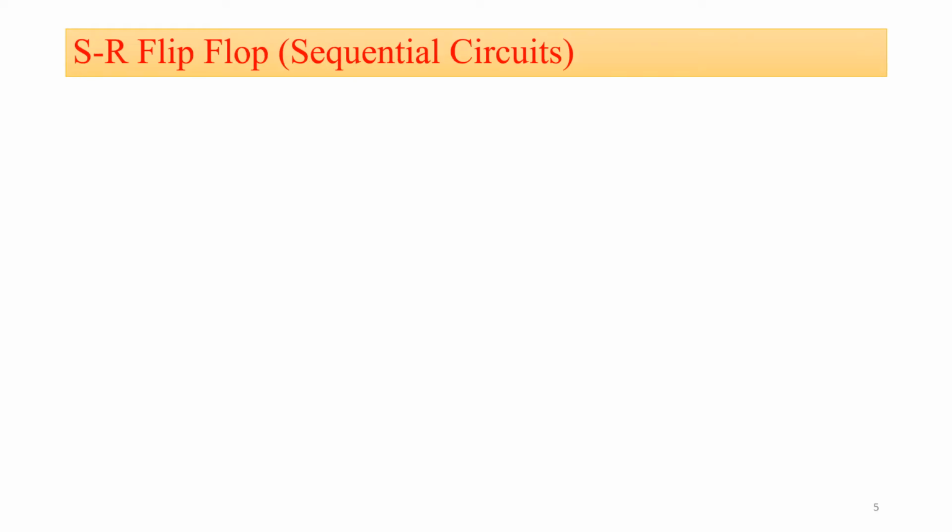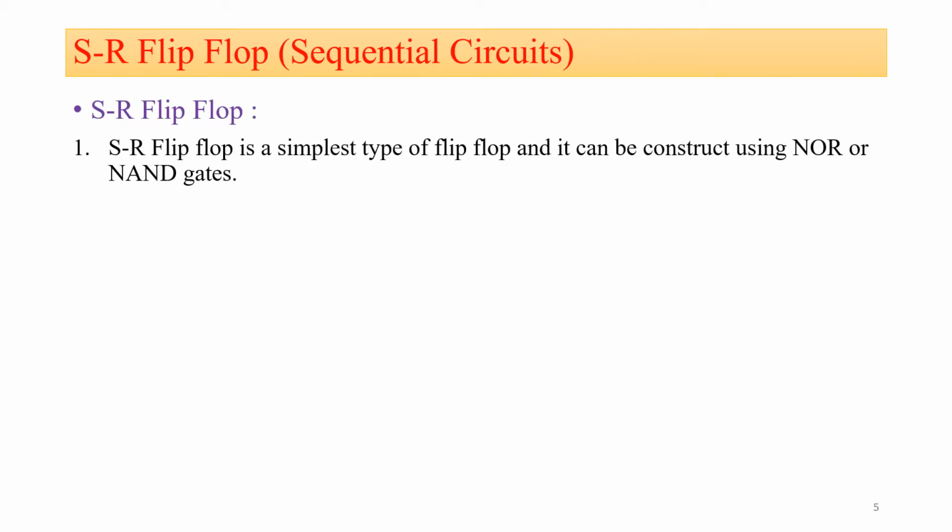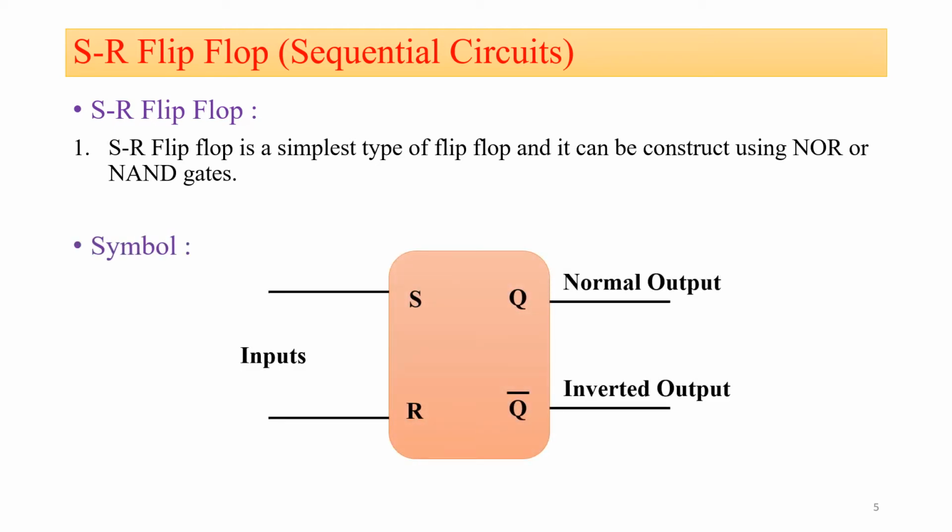Now let's start with the first type of flip-flop, that is SR flip-flop. The SR flip-flop is the simplest type of flip-flop, and it can be constructed using universal gates. You can construct your SR flip-flop using only NOR gates or only NAND gates. This symbol indicates two inputs, that is S and R, and two outputs, that is Q and Q bar, where Q is the normal output and Q bar is the inverted output.